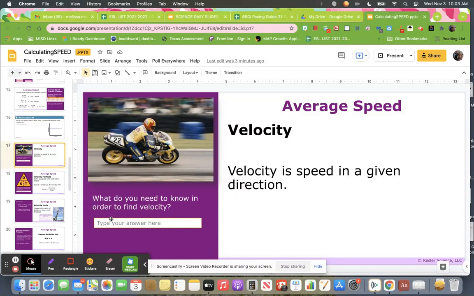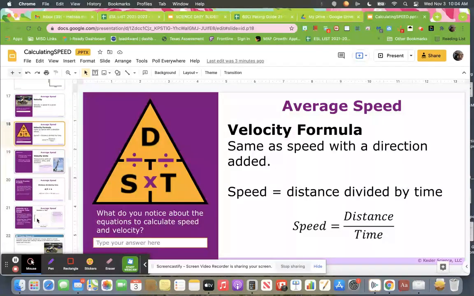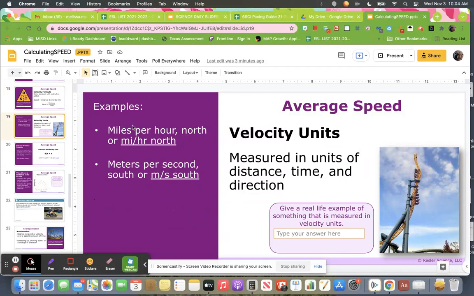So what do we need to know in order to find velocity? When you hear the word velocity, if I'm telling you it's speed in a given direction, what do we need to know? Type in what you think. Okay, so the velocity formula. Again, I'll write these on the board for you, but it's the same as speed with a direction added. So speed equals distance divided by time, just with a certain direction added. It's like miles per hour north. You might have miles per hour, but you just have to add the direction in your answer. So that's really it.